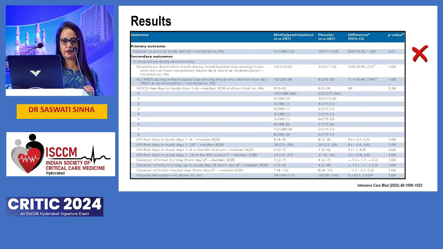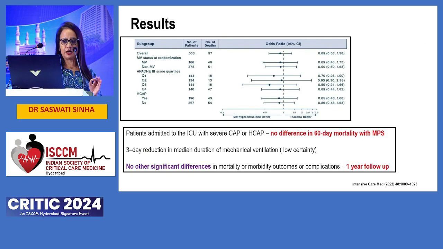Unfortunately, they found no difference in mortality, which was the primary outcome. They found no difference in the secondary outcomes in terms of ARDS progression, vasopressor requirement, organ dysfunction, mechanical ventilator free days, ICU or hospital length of stay. None of the subgroups showed a difference when methylprednisolone was given vis-a-vis placebo. There was a suggestion that there was a reduction in the median duration of mechanical ventilation, but they said that there was a low certainty of evidence. And even when they followed these patients for up to 1 year, methylprednisolone or steroid did not seem to make a difference.